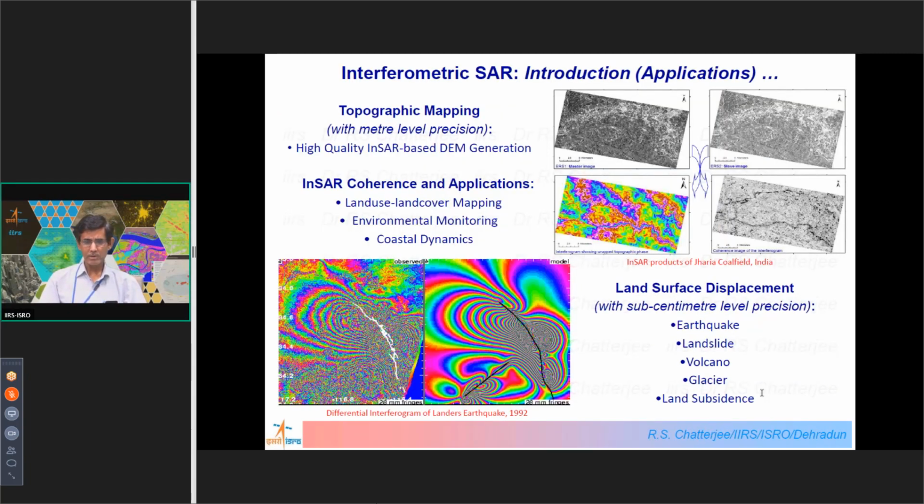So interferometric SAR, or InSAR, has different applications like topographic mapping. It can give you a very precise digital elevation model. Then from interferometric SAR, coherence can be used for a number of applications like land use landform mapping, environmental monitoring, coastal dynamics. All those things are possible.